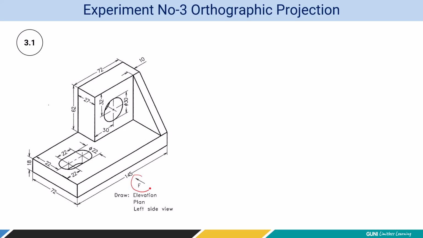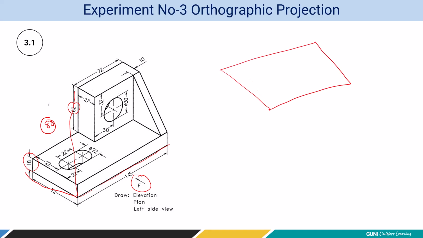This arrow indicates the front view, right? In the orthographic projection system, as you have learned in theory, you must be able to decide the complete size of the given figure. Here in the front view, we have the highest size 145 and the vertical size is the summation of 62 and 18, so it becomes 80. Similarly the depth is 72. So here we have a box of 145, then 72 and 80.